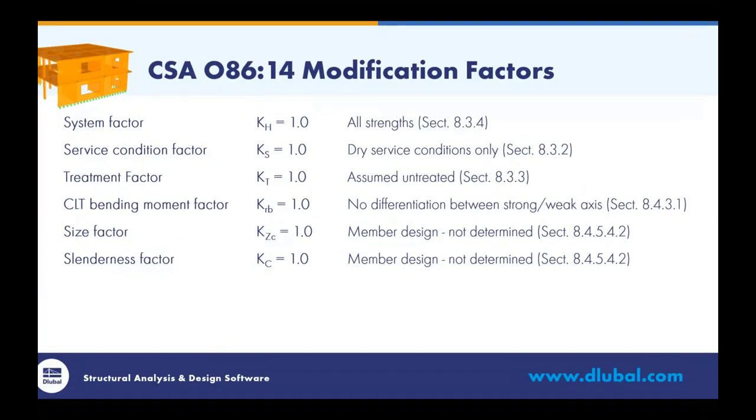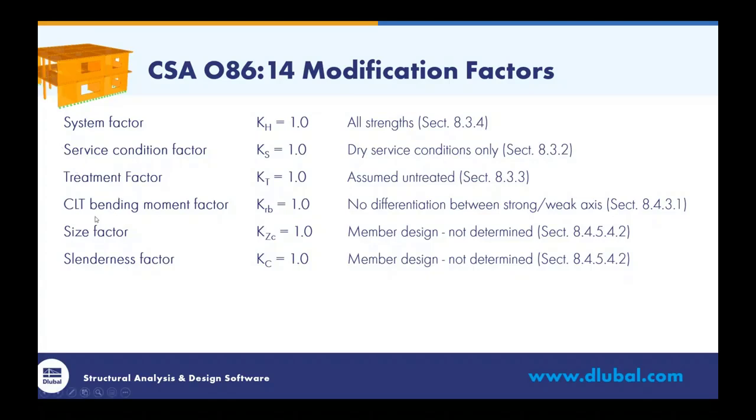So within the CSA standard, the 086, there's certainly quite a few modification factors available. But what we have done is actually simplified quite a few of these within the RF-LAMINATE module, and there is a reason for this. For example, the system factor, KH. The code tells us in Chapter 8 that this should be set to 1.0 for all strengths. The service condition factor, the code specifically states that CLT should be used only in dry service conditions. So we're going to make the assumption that K sub S is equal to 1.0. Treatment factor, we assume the CLT is untreated.